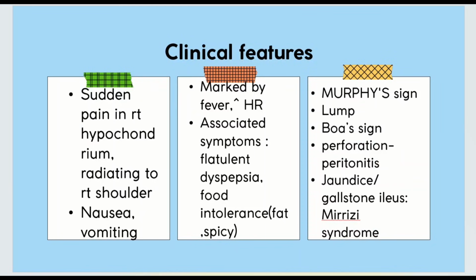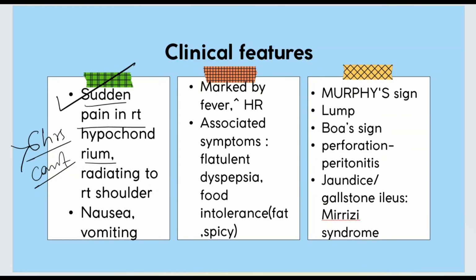So these are the clinical features. The most common symptom is sudden pain in the right hypochondrium which radiates to the right shoulder or tip of the right scapula. This is very common. And what is the difference between acute cholecystitis and biliary colic? In acute cholecystitis, the pain will last for more than 6 hours. It is a constant type of pain.